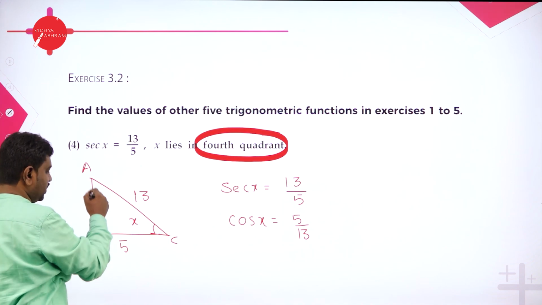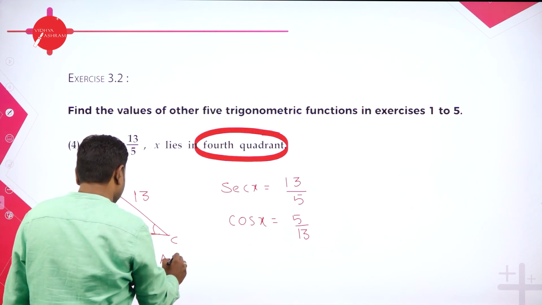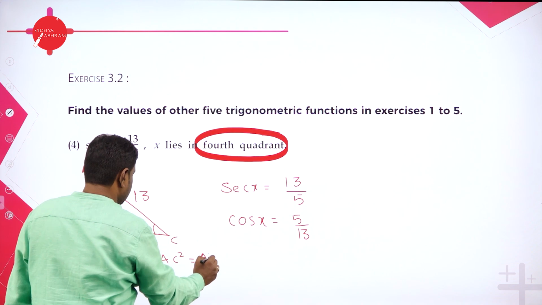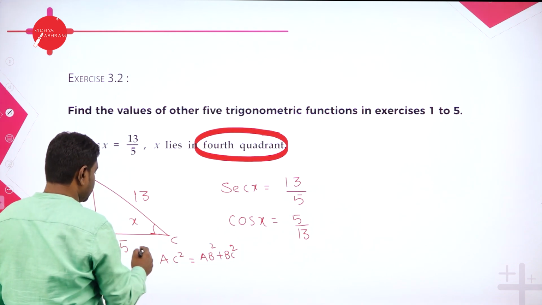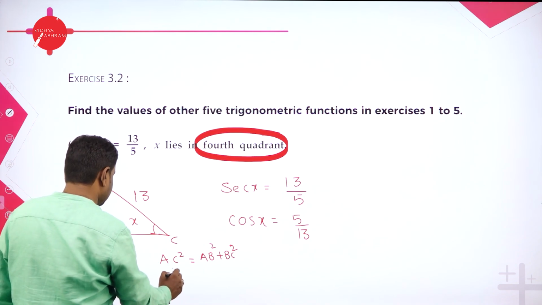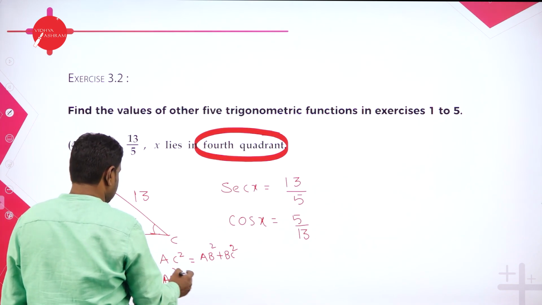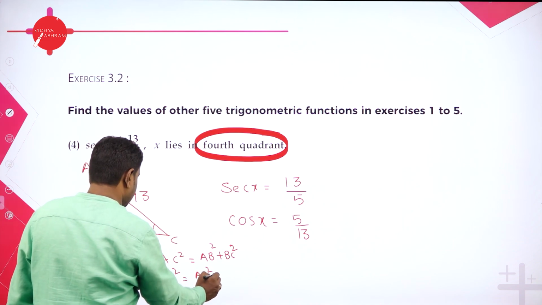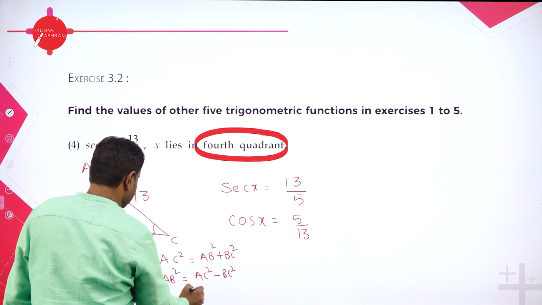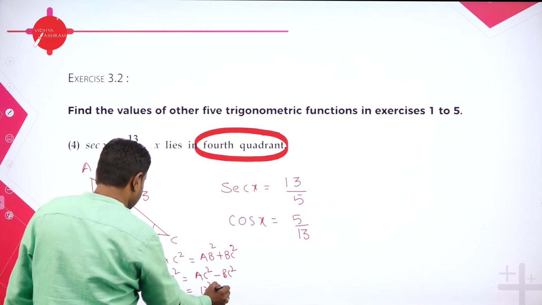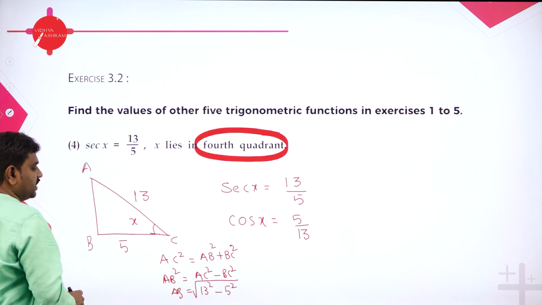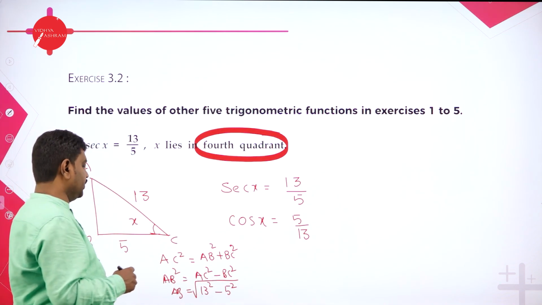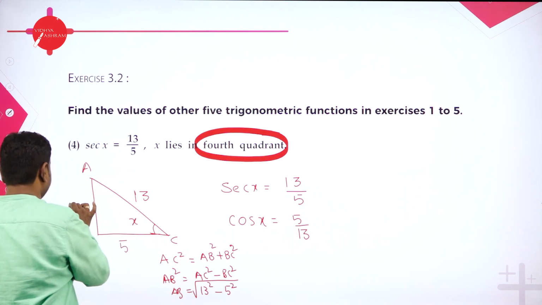Now I need to find AB. So we'll use Pythagoras theorem. AC square is equal to AB square plus BC square. From this we need to get AB square. So rearrange, AB square is AC square minus BC square, that is 13 square minus 5 square. For AB, take the root. So it will be 169 minus 25, that is 144. This will become 12.